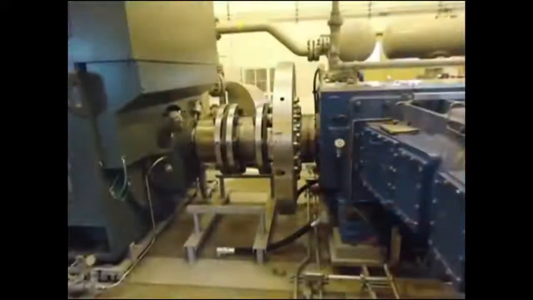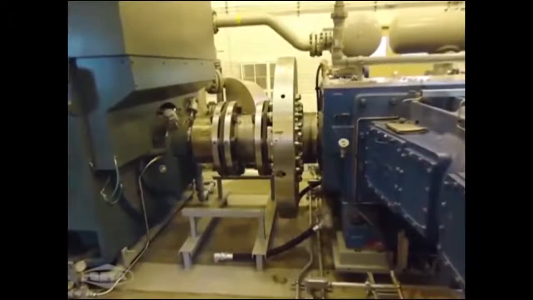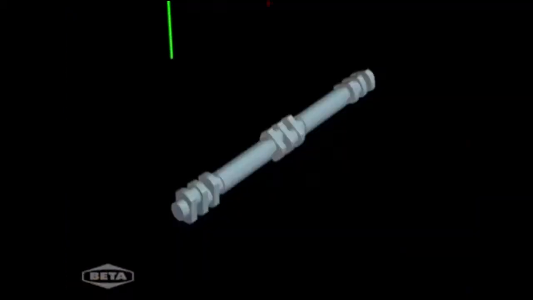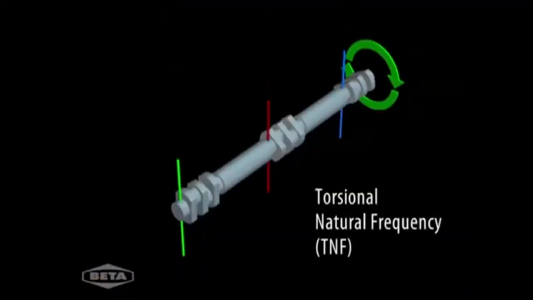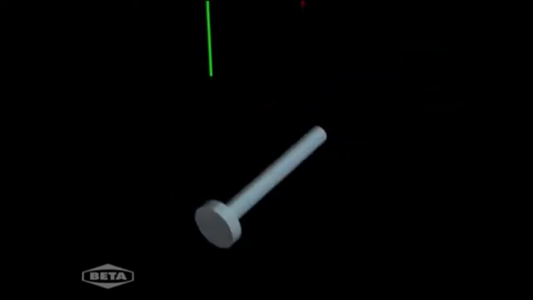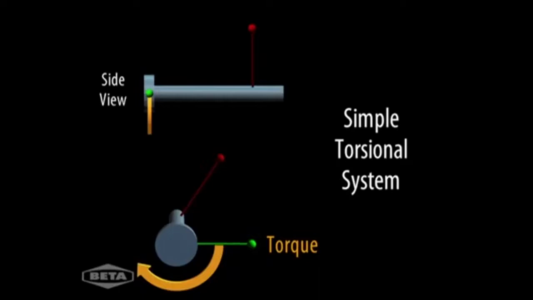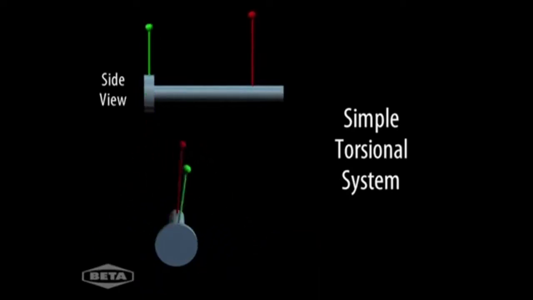A complete drivetrain or torsional system, for example, a reciprocating compressor with a coupling and an electric motor, has a torsional natural frequency, or TNF. Torsional natural frequency is defined as the frequency at which a shaft twists back and forth. Imagine twisting a shaft by rotating one end. After releasing the shaft, it rotates back and forth. This oscillation occurs at the torsional natural frequency.